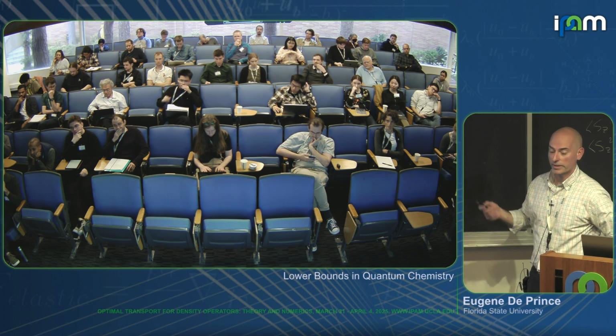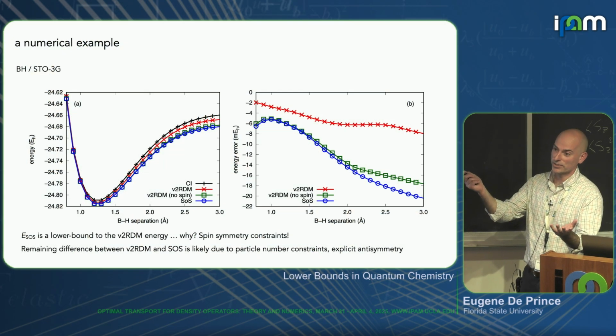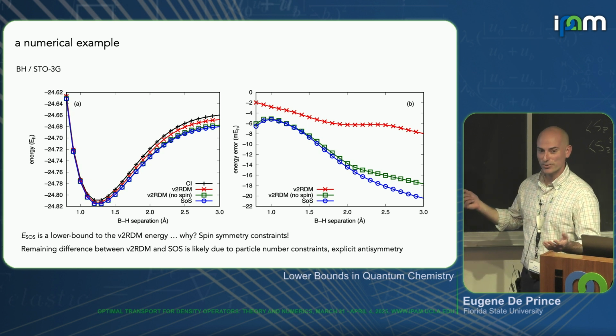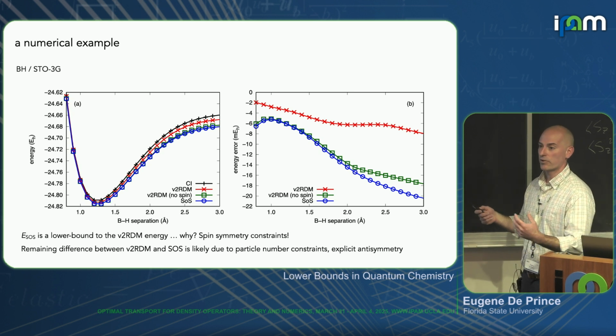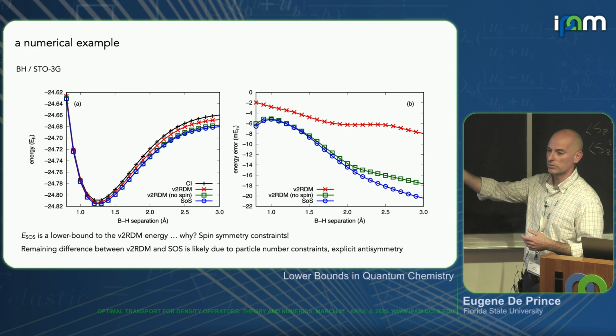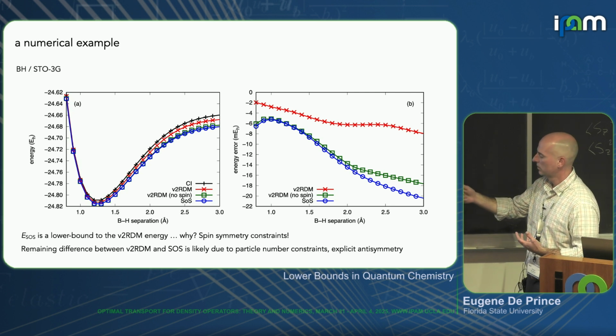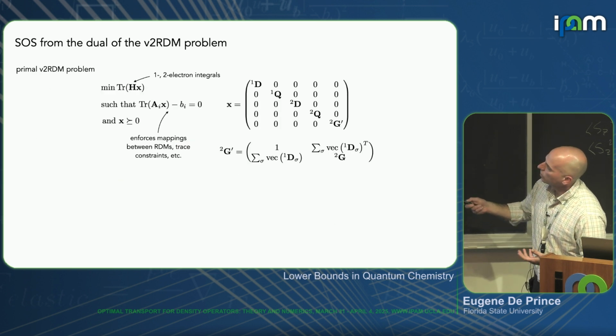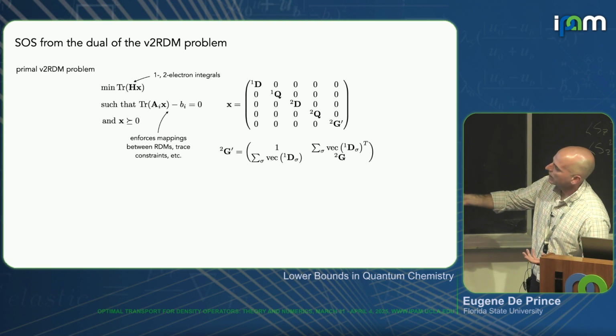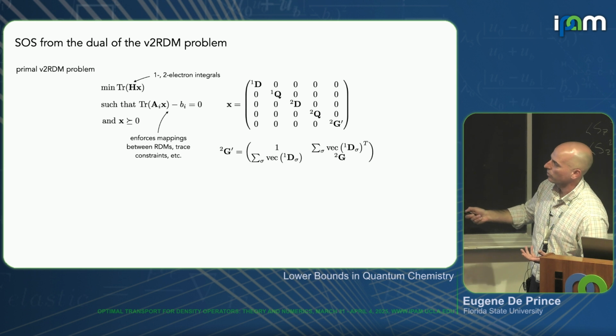But as I'll show you, I'm going to change your question so that I can answer it. If your question was, can I extract something from the primal form of the problem to be able to do this SOS? Yes, you can. So this is exactly what that is. How can I get out the sum of squares Hamiltonian from the dual of the V2RDM problem?